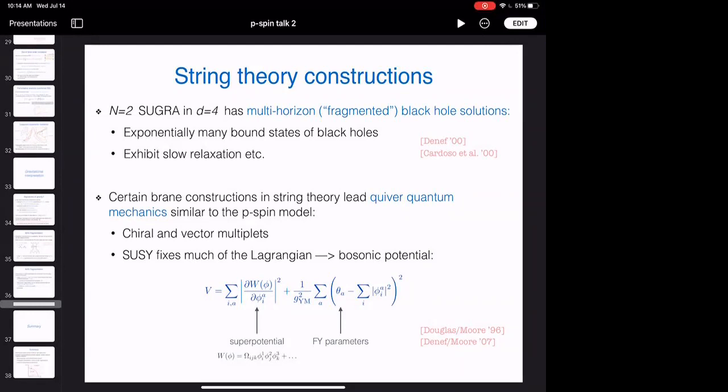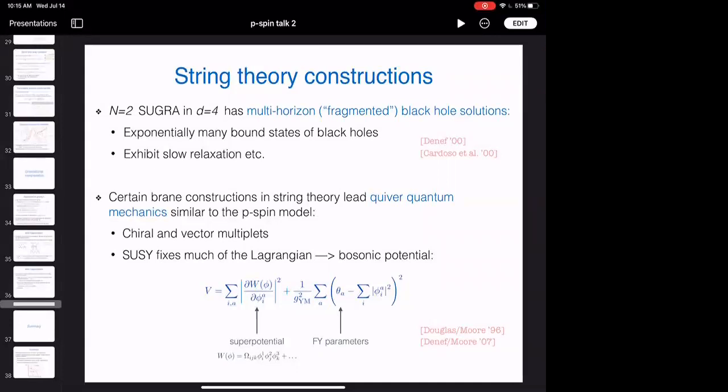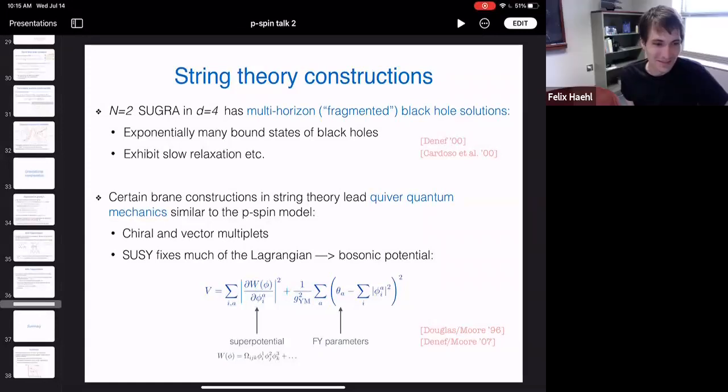And then you see that this bosonic potential looks a lot like the p-spin model. There's this spherical constraint, and the superpotential, the simplest superpotential that you can get, would be cubic. It's the thing at the bottom. And this omega ijk carries information about the compactification manifold. If the compactification is sufficiently complicated, then you can think of that as random. So it's like the random couplings.